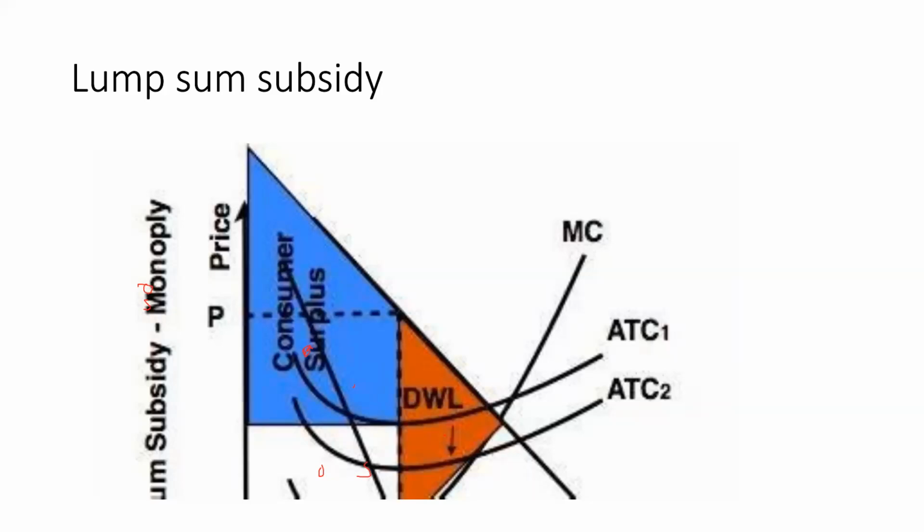Now, a lump sum tax works the opposite way. All right, ATC shifts up. Still, no change in consumer surplus, no change in producer surplus, no change in deadweight loss, no change in price and quantity. The only thing that changes is profits. So here, if I was making 100,000 and now the government taxes me 50, I'm only making 50,000. Okay, so that's how the lump sums work.